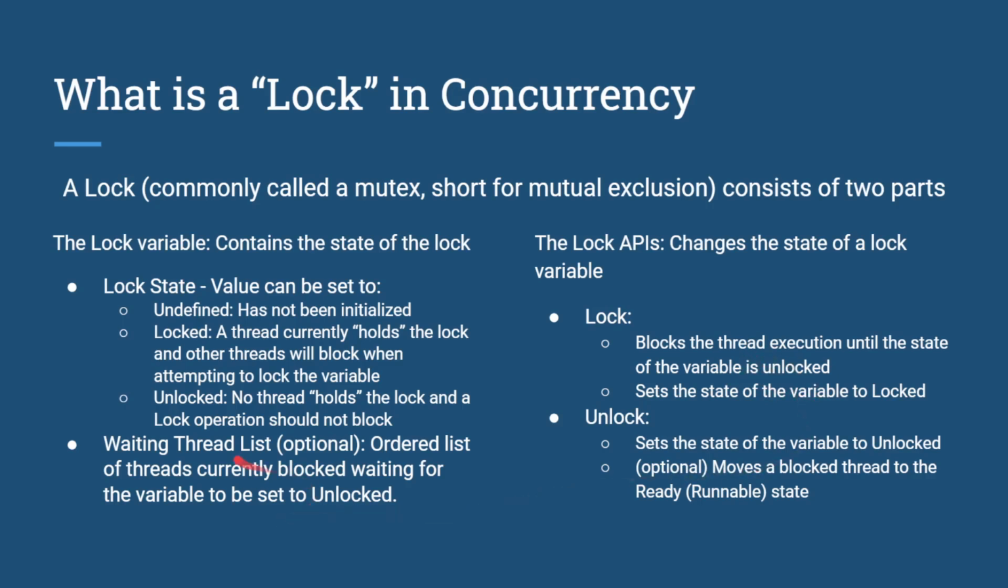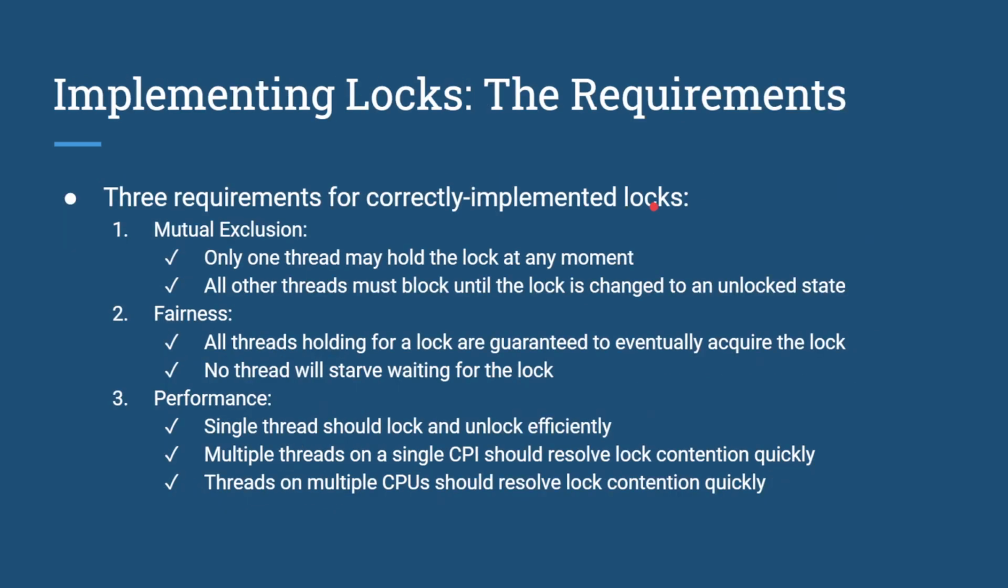And then using this waiting thread queue, it's able to move blocked threads back to the ready or runnable state and allow them to unlock. So with a mutex variable or a lock variable and the lock APIs, we should be able to provide mutual exclusion within a particular thread and allow for critical sections to be protected.